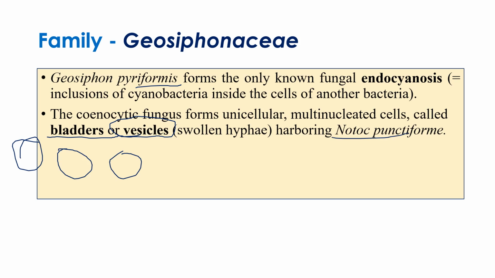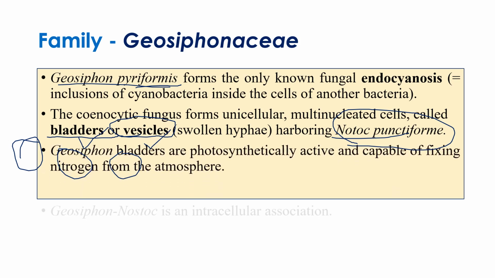As I told you, it is in association with another bacteria, or sorry, another cyanobacteria or blue-green algae. So Geosiphonaceae is associated with Nostoc, or Nostoc punctiforme. To harbor or support this Nostoc punctiforme, Geosiphon pyriformis produces specialized cells called bladders or vesicles, which are swollen structures that help in harboring. I will show you the pictures, you will have a better idea about this.